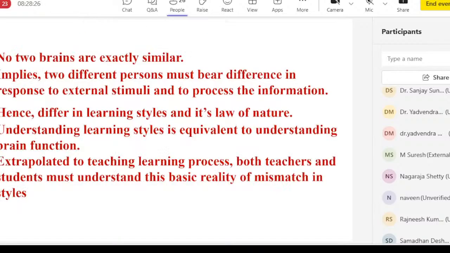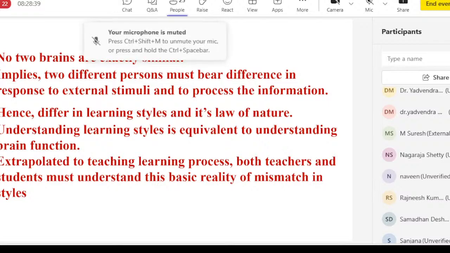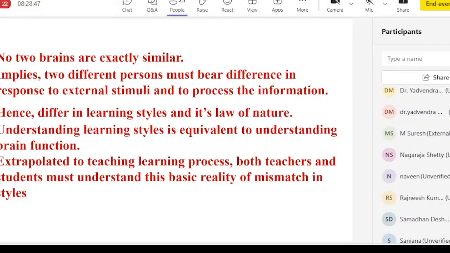Now automatically, as a scientist or as a technologist, you will know that no two brains can ever be similar. So naturally, any two persons will differ in response to the external stimuli because their brains are different. Whatever be the quantitative value, they will differ. If they differ, then the responses will also be different. And then they will also learn in a different style. So this is most important, which I want to convey.